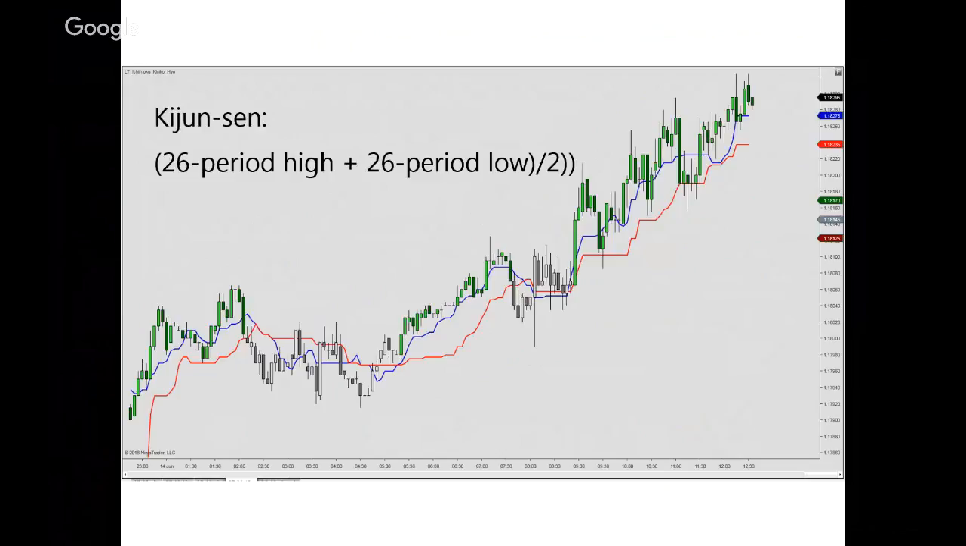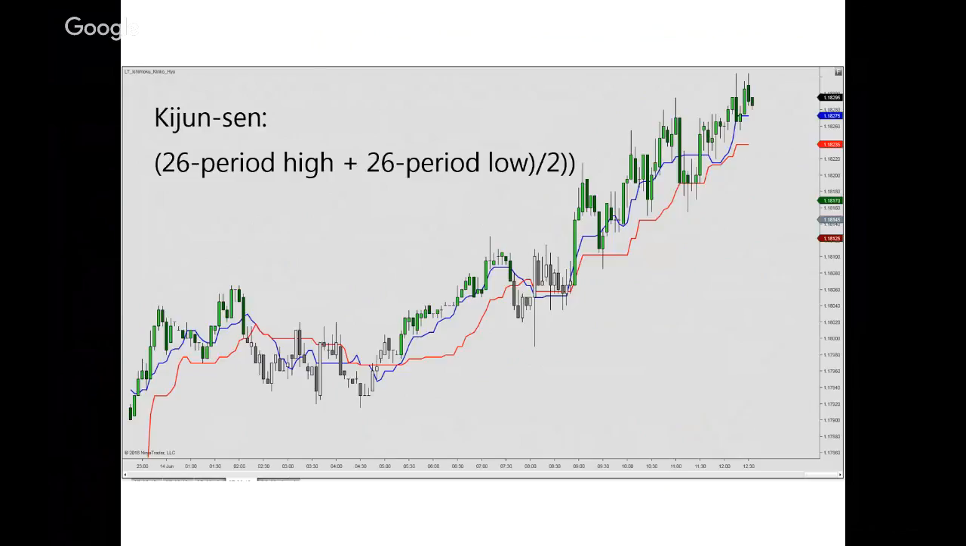And so you can wait for a signal here. When you see the fast Tenkan Sen move above the slow-moving Kijun Sen, then you have a long signal, and then when it moves back down below the slow line here, you have an exit signal.